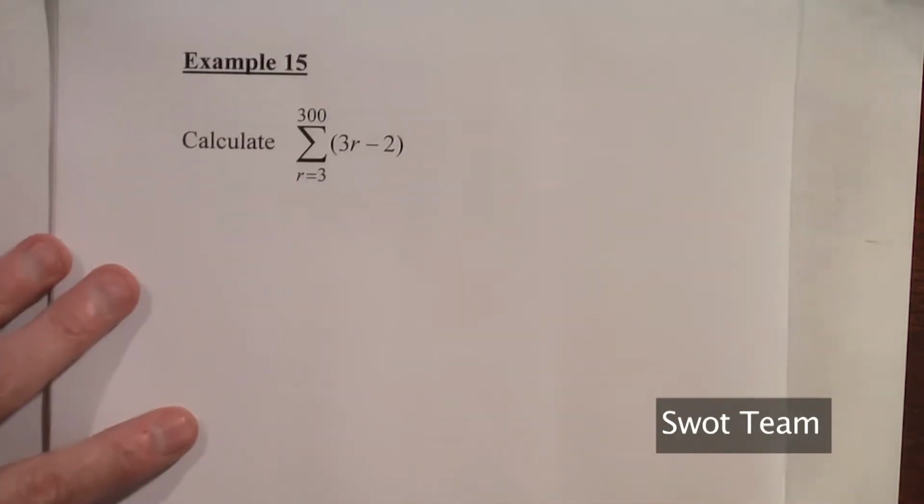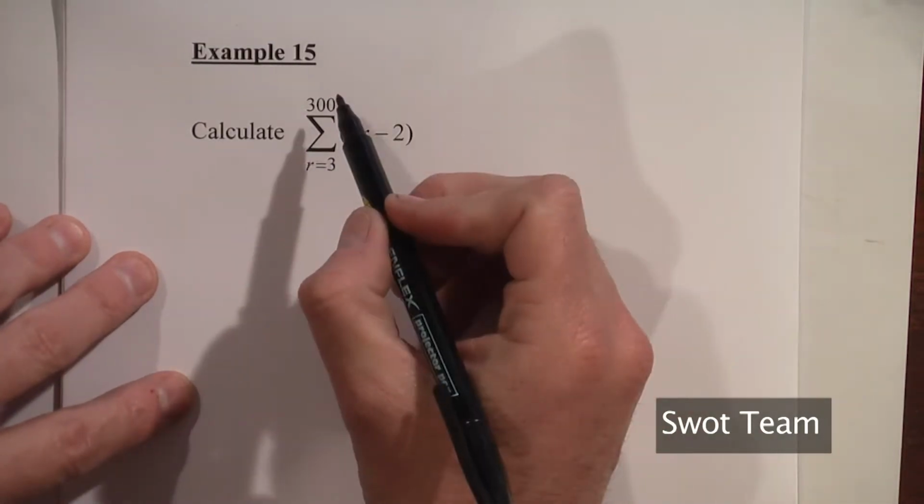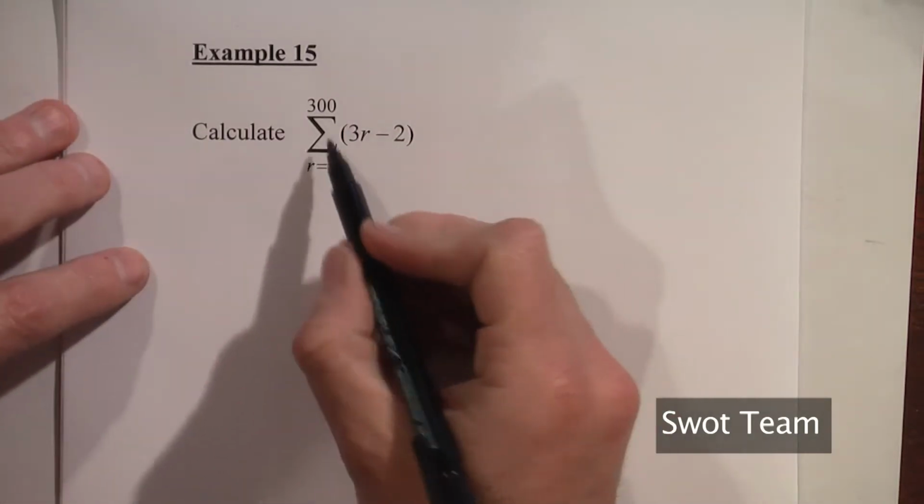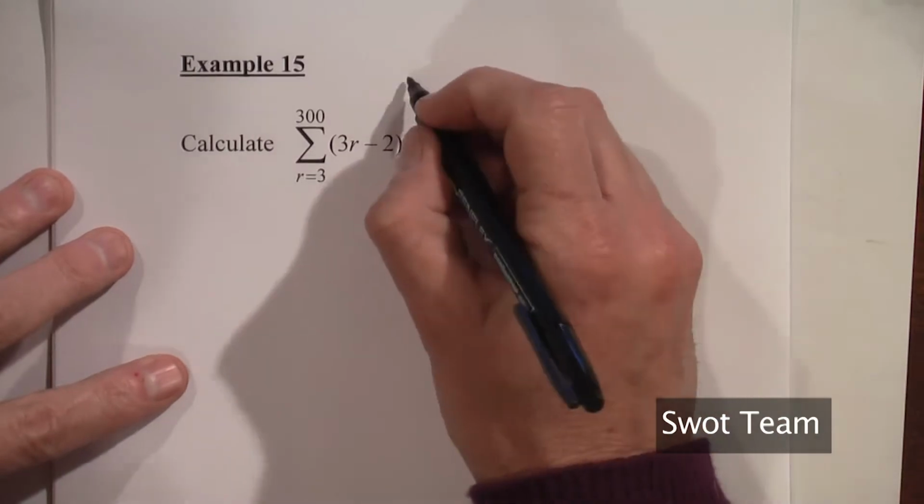Example 15. Let's have a look. Now look at this example. We're linking to sigma here. Now sigma is quite a nasty thing because look at this. What do you notice? The r does not start at 1. So we don't have 300 terms. So how many terms do we have? This is so important.